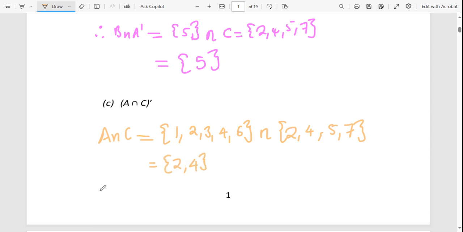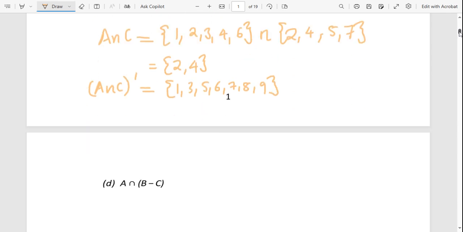But we want now the complement. So A intersection C complement is going to be, okay, we're going to use the universal set. Remember the universal set is from 1 up to 9. We'll just remove 2 and 4. So we are going to have 1, 3, 5, 6, 7, 8, and 9. That is that. Is this okay? Are we good? Thank you very much.